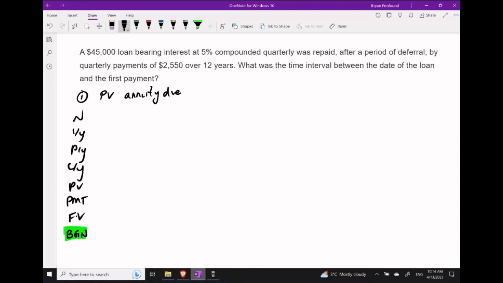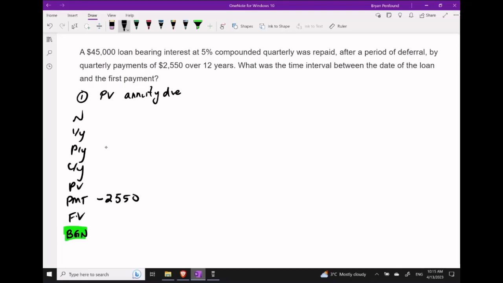We're going to break this question down into two parts. First, let's try to find the principal amount or present value of the annuity due. So we're going to take our payments of $2,550. Let's enter them in as negative since we're going to be paying off this loan.